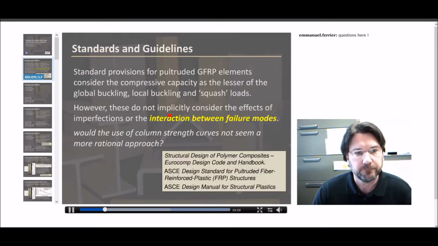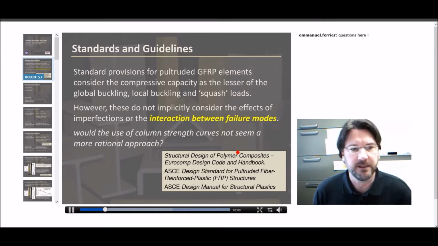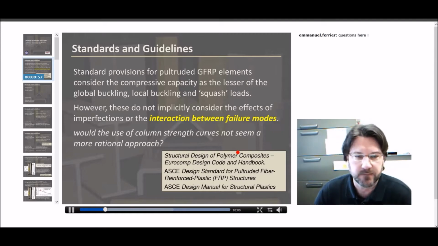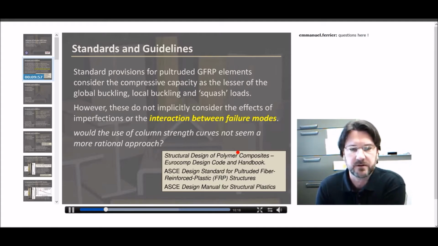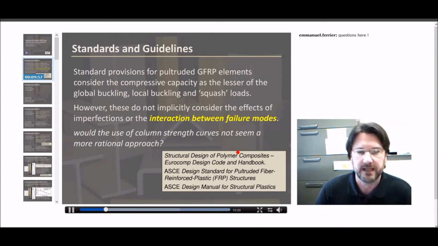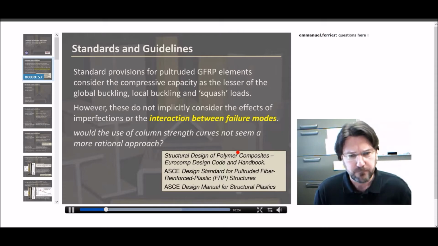The impetus behind this discussion really is the development of standards and guidelines. Presently, there are really no international codes. There are no code documents specifically dealing with the use of pultruded sections. There are some documents out there: the IIFC Design Manual for Plastic Structures and the Eurocomp Design Handbook. These aren't completely in codes and standards type format.